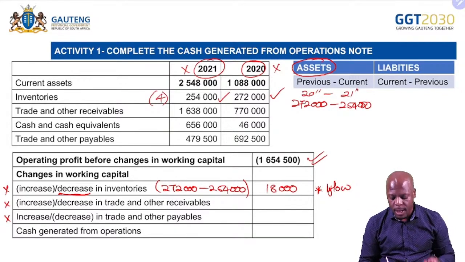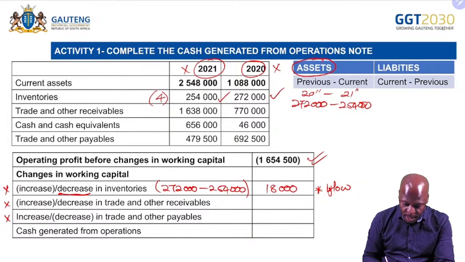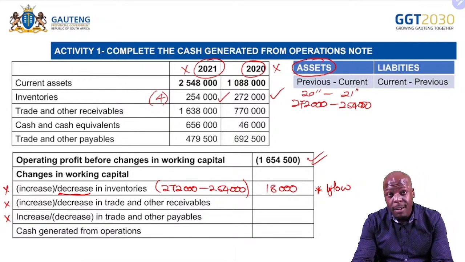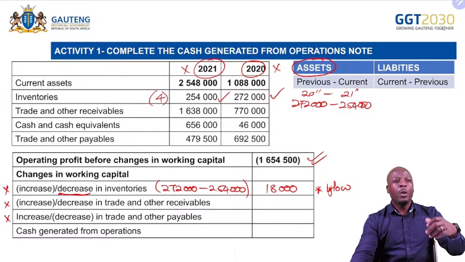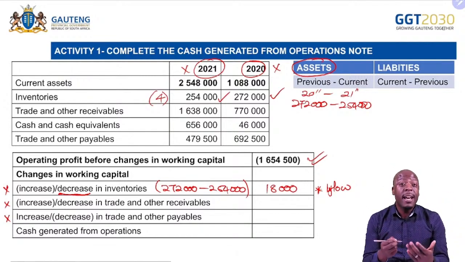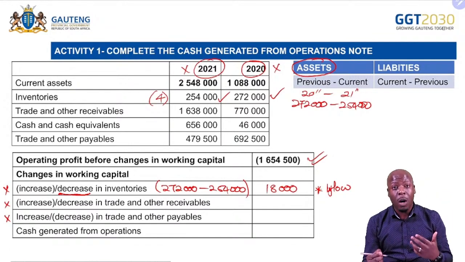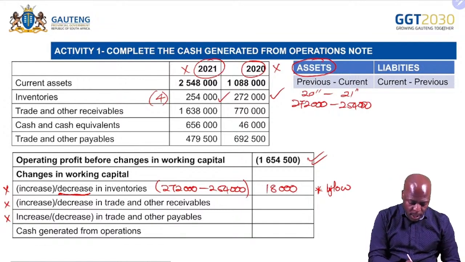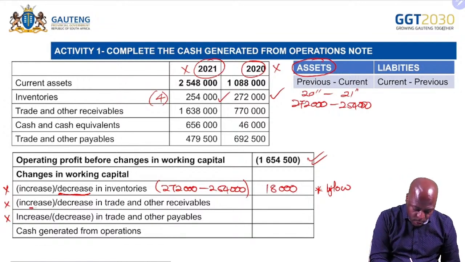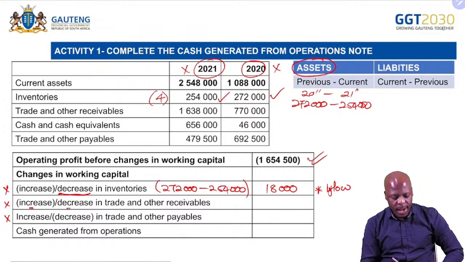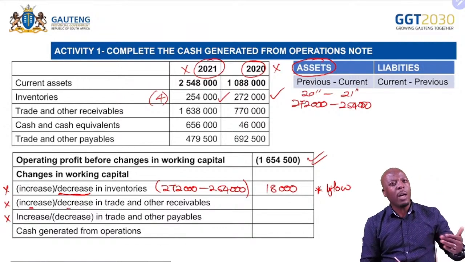Okay, let's go on to the next one. The next aspect is trade and other receivables. When you think trade and other receivables, the first thing that comes to mind is trade debtors, businesses and individuals who owe our business. Then there will be two things that you look at. Number one, either an increase or a decrease. Let's explain an increase. What does it mean?